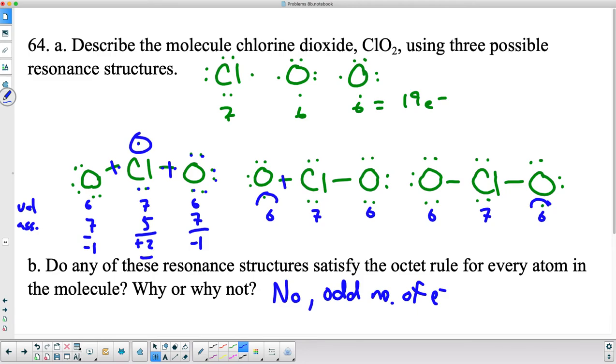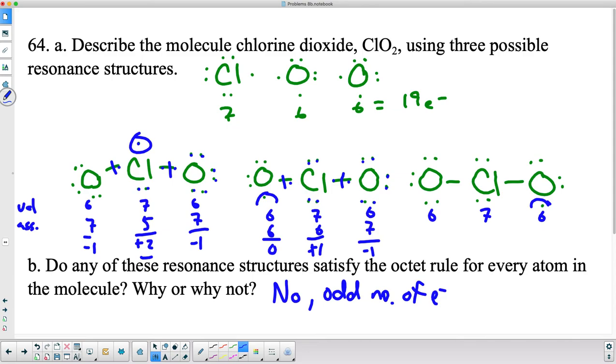So here I got 1, 2, 3, 4, 5, 6. This one actually works out to be 0. I got 1, 2, 3, 4, because we break that, 5, 6, so that's a -1. And this one is 1, 2, 3, 4, 5, 6, 7, and that's a +1. And then that's a -1. So resonance structure number 1 is not as stable as number 2.